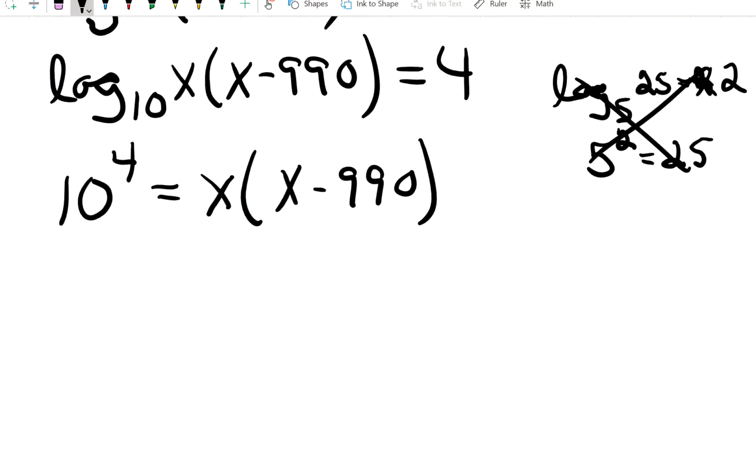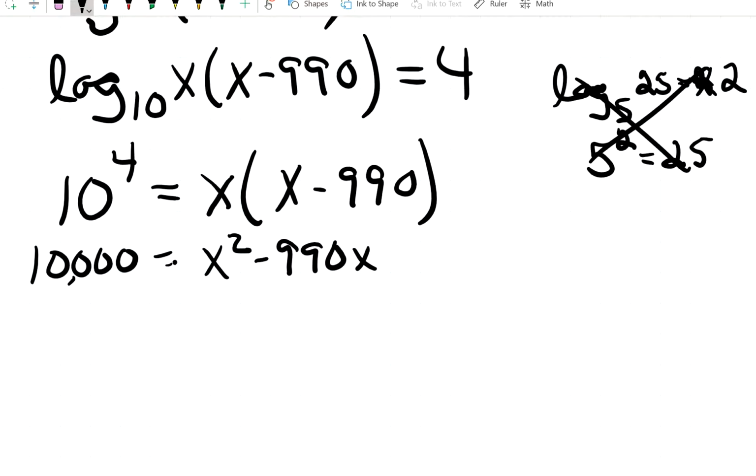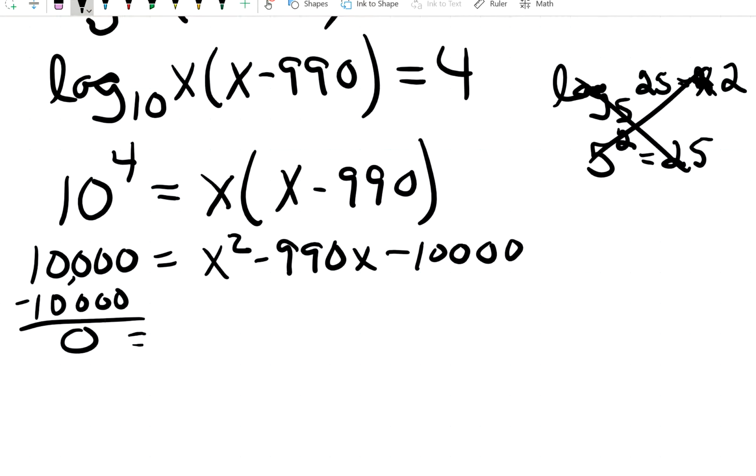And now, here's the beauty of this problem: this has taken on the form of a quadratic equation. So I can say 10 to the 4th equals 10,000. Okay, and that equals x squared minus 990x. And now I'm going to solve this quadratic equation. I've got to get it equal to 0, so I'll subtract 10,000 from both sides. And now this side is 0 equals this.